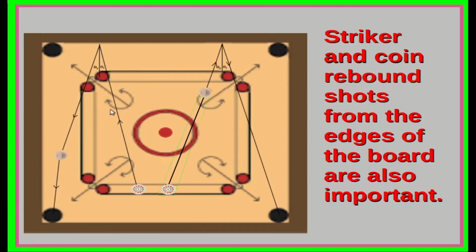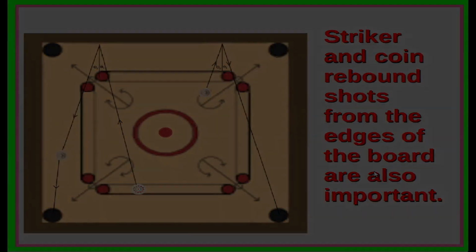Now also one can have a direct shot in which the striker hits the coin, it goes and rebounds from the opposite edge and then it is pocketed. So these types of rebound shots also are important from the point of view of the Carrom game. Here we will wind up our discussion on the mathematics of the game of Carroms.